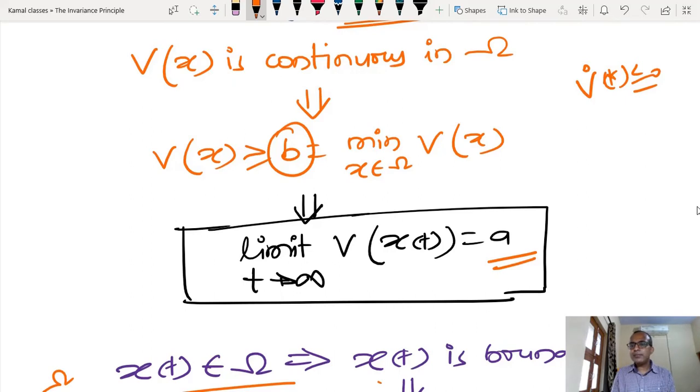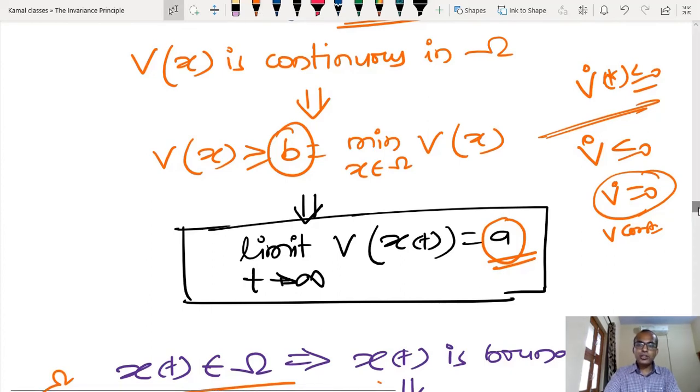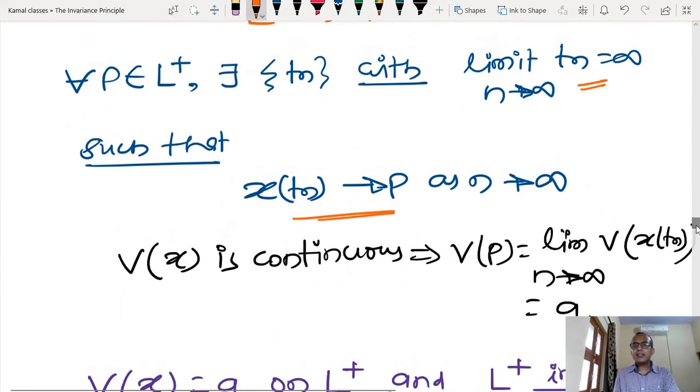What does it mean? In the previous example we have seen that V dot is less than or equal to 0. So once V dot equals 0, at that time the rate of change of energy equals 0, so energy is not going to decrease now. From here I can only comment that V is constant. That constant value is A, and since V(x) is continuous and x(t_n) is tending towards P, it means that V(P) is going to tend towards A. Does anyone have confusion till now?